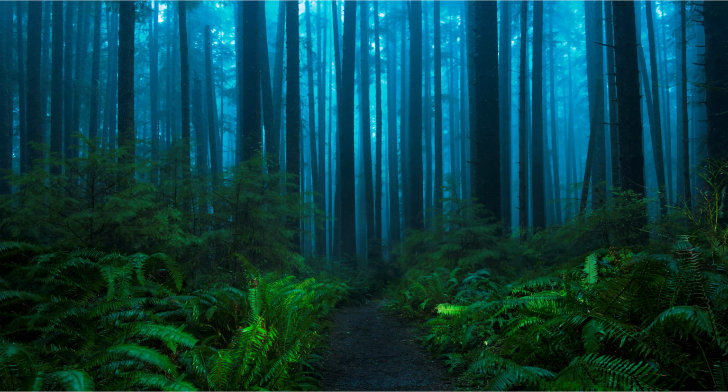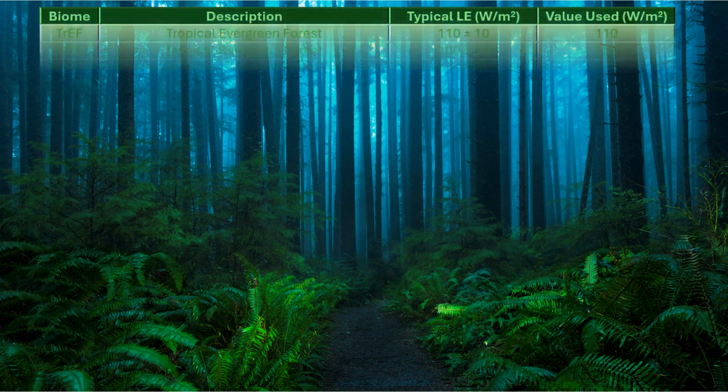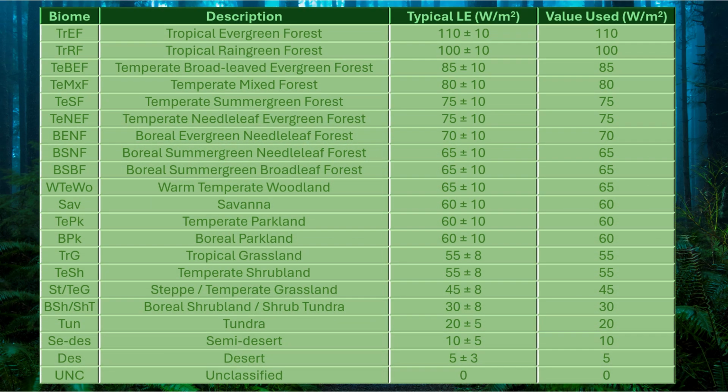Using values derived from FluxNet observations, eddy covariance studies, and ecological literature, representative latent heat flux values can be assigned to the biome categories used in the Huntley Paleovegetation reconstruction. Tropical evergreen forests often exhibit latent heat fluxes exceeding 100 watts per square meter. Temperate forests generally show somewhat lower but still substantial values.